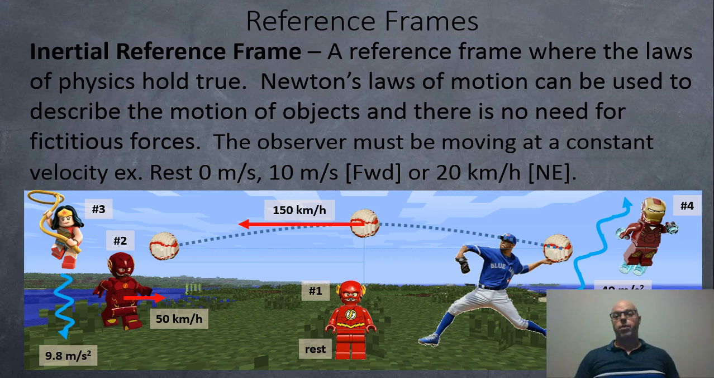Inertial reference frame. An inertial reference frame is where the laws of physics hold true. Newton's laws of motion can be used to describe the motion of objects, and there's no need for any fictitious forces. The observer must be moving at a constant velocity. So for example, they could be at rest, which is the rest frame that most people like to use. Maybe they're moving at 10 meters per second forward, or maybe they're moving at 20 kilometers per hour northeast.